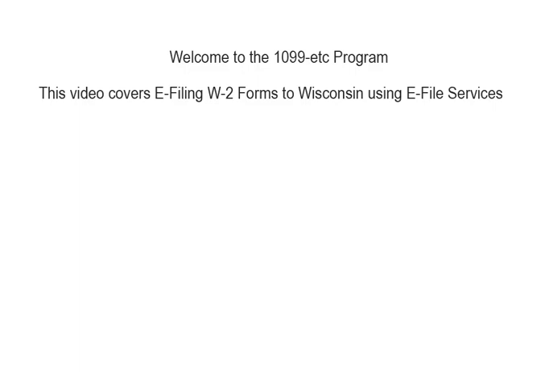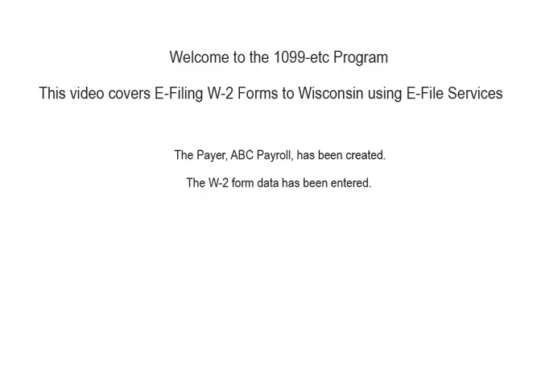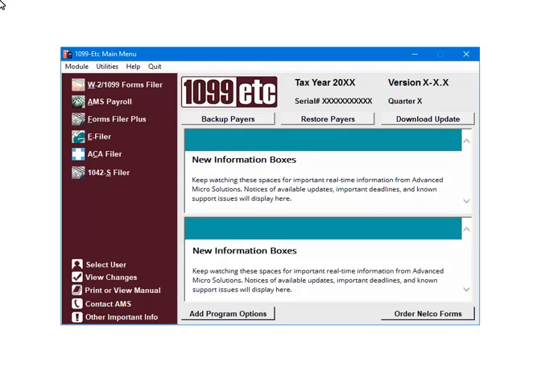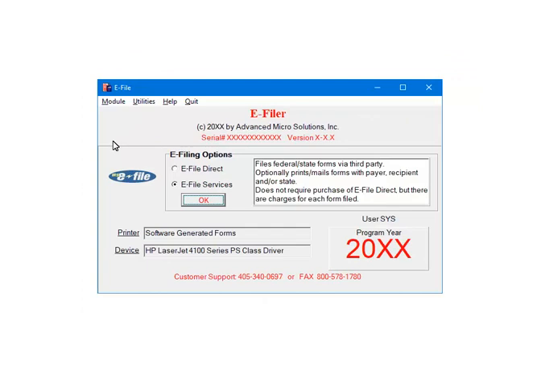This tutorial covers e-filing the W-2 forms to Wisconsin using e-file services. To begin, the payer ABC Payroll has been created, and the W-2 form data has been entered. This is the main menu. To continue, select e-filer. This is the e-filer menu. Select e-file services. Now click OK.